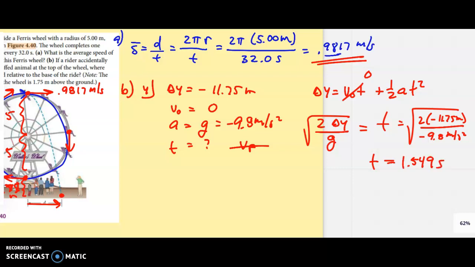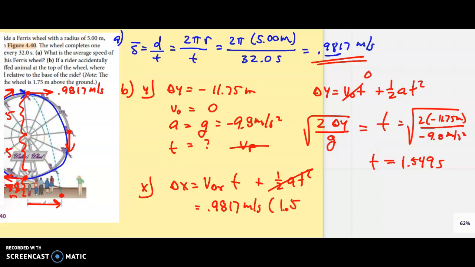1.549 seconds. And then in the x direction, we know that delta x equals v0x times the time. Sure, technically plus 1/2 a t squared, but there's no acceleration in the x direction. So all I have to do is take my velocity in that x direction, that's what I found at the very beginning of the problem, and multiply it by the time that it's going to go forward and go down for the same time. And when you put that into your machine, you end up getting 1.52 meters forward. There you go.